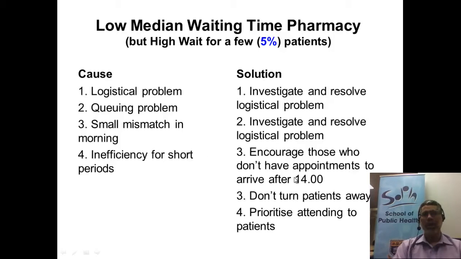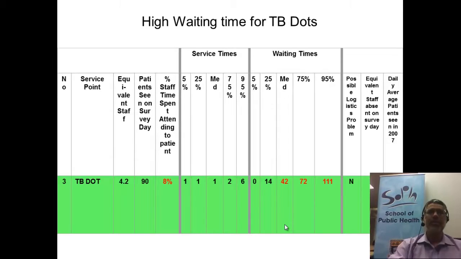For the mismatch, encourage them to come later, don't turn the patients away. And for the inefficiency, they should rather prioritize the patients and then do the other things when there are no patients around. Okay, and now you're becoming masters at this. It's all relatively easy, isn't it?